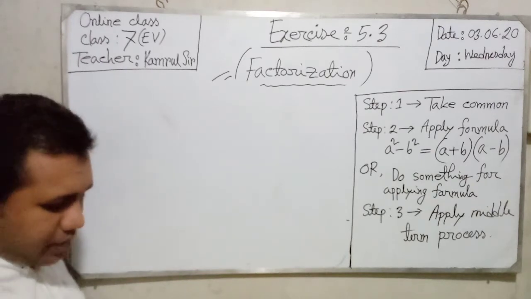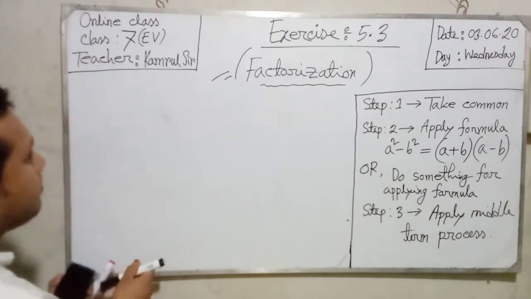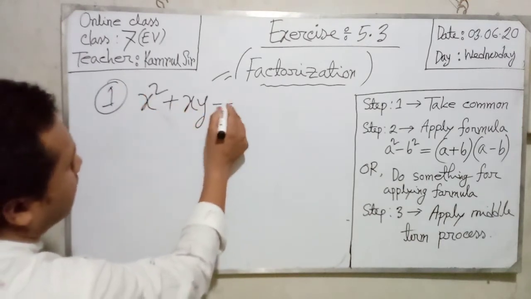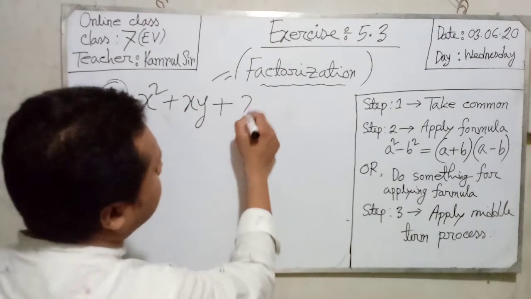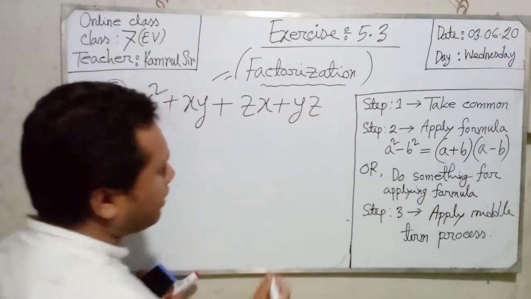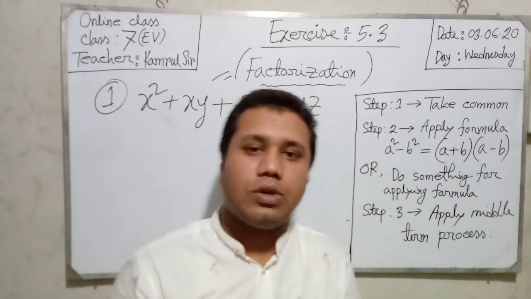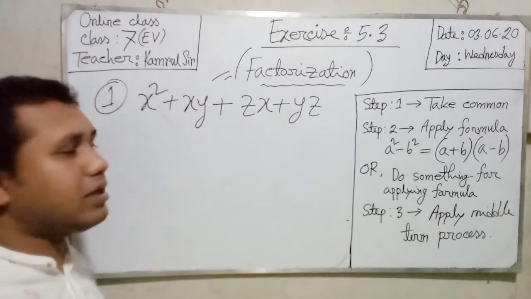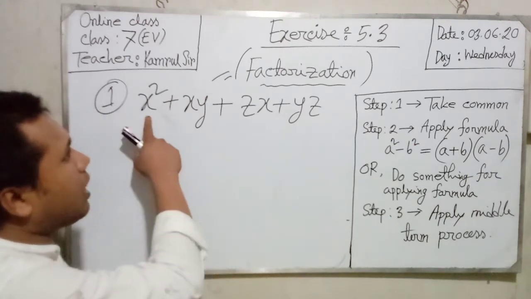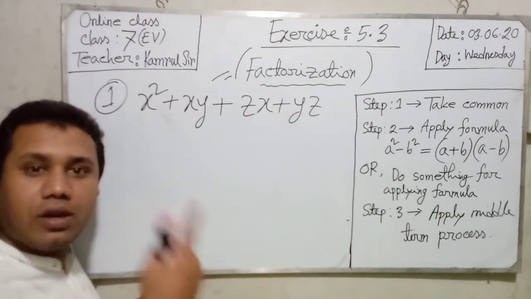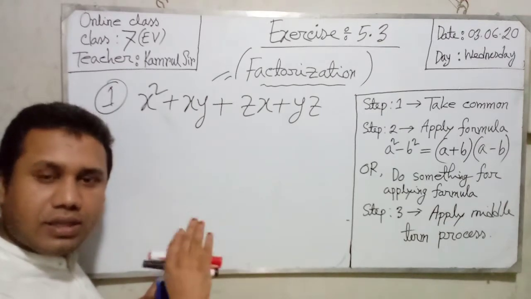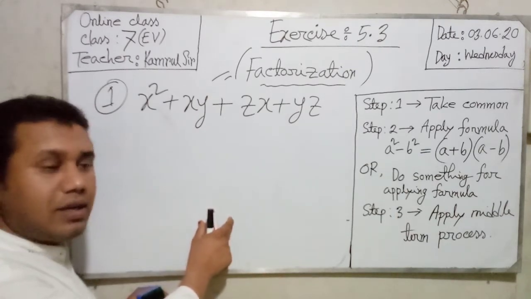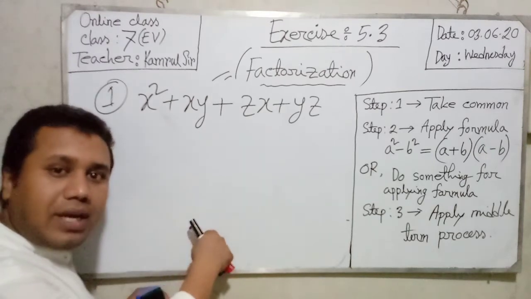Now, at first, we can write problem number 1. x square plus xy plus zx plus yz. Now look, our target is that we want to factorize. Clear? Now look, how many terms are there? We can say there are 4 terms: 1, 2, 3, 4. But we have to make one term as a product. Clear? It will be a product. That means we have to use multiplication. Then it will be our factorization. So there are 4 terms, but we want to make it one term.